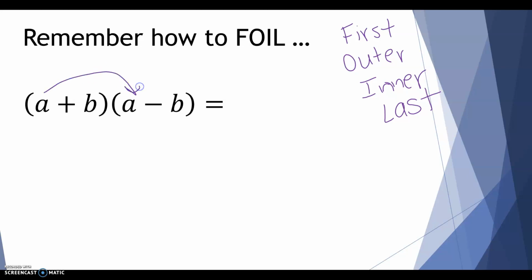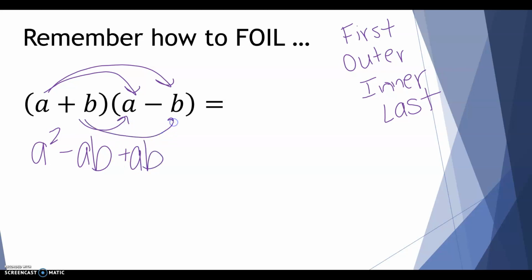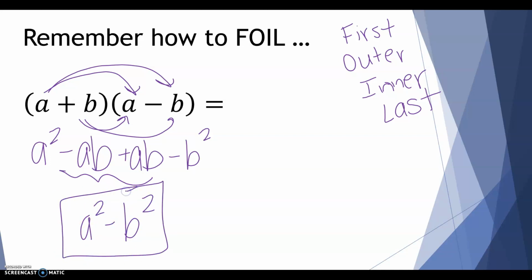So we're going to have a squared, negative AB, positive AB, and a negative B squared. Obviously, you can combine like terms, and those would cancel, and this would be your answer. Usually your middle terms don't always have to cancel, but sometimes they do. So pretty much if you know how to FOIL, then you should be able to handle all of the problems that I'm going to be giving you.